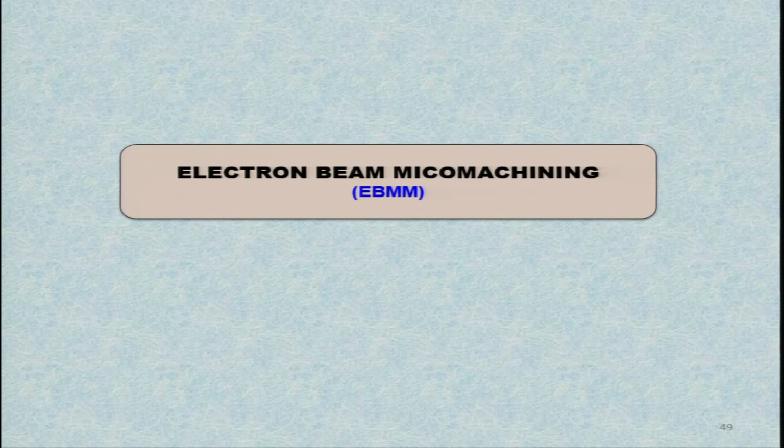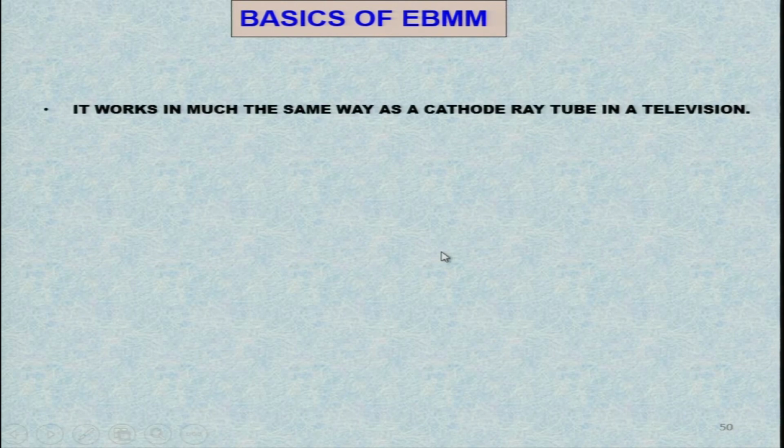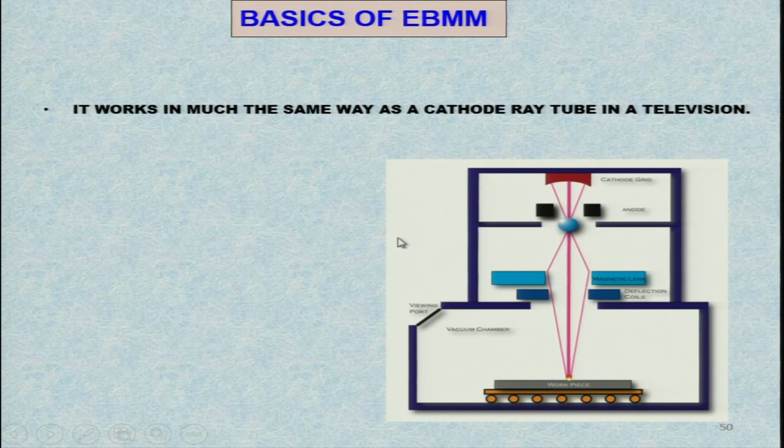Now, there is another process called electron beam micromachining. Very interesting process. Again it is used mainly for micromachining or even nano machining purposes rather than macro or meso machining purposes. Now it works in much the same way as a cathode ray tube in a television. You can see over here, here is the cathode grid. Now electrons are emitting from there, anode is there attracting those electrons, and they are bifurcated, and this beam is coming over here. You have this magnetic lens over here, and this beam of electrons is concentrated on a particular location on the workpiece. Now see here it is written vacuum chamber.